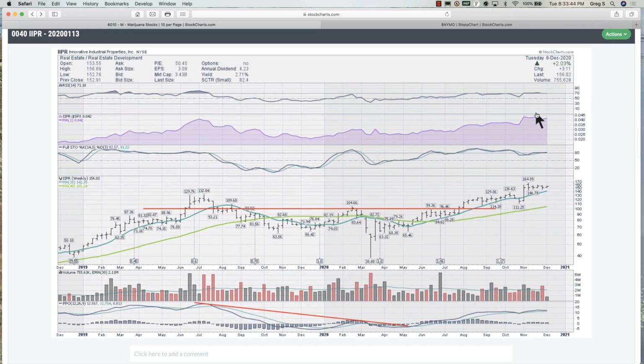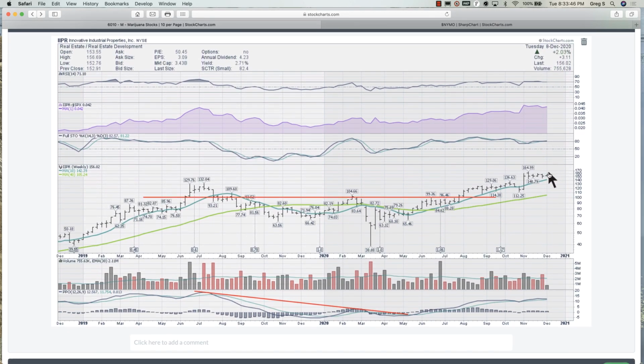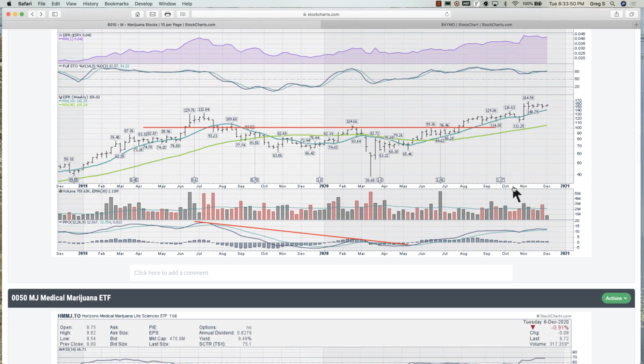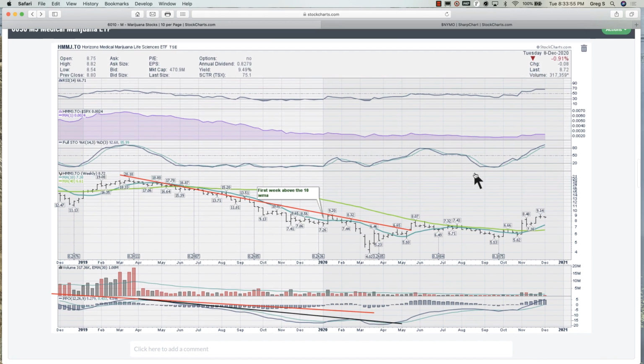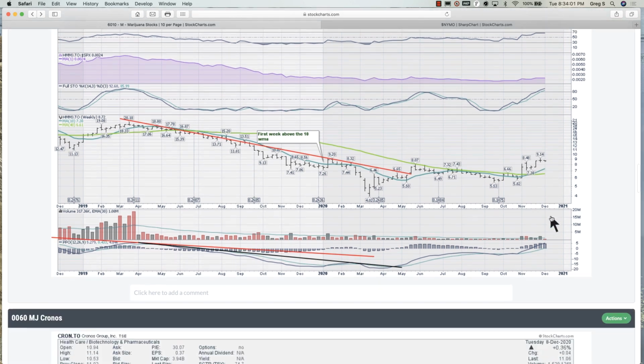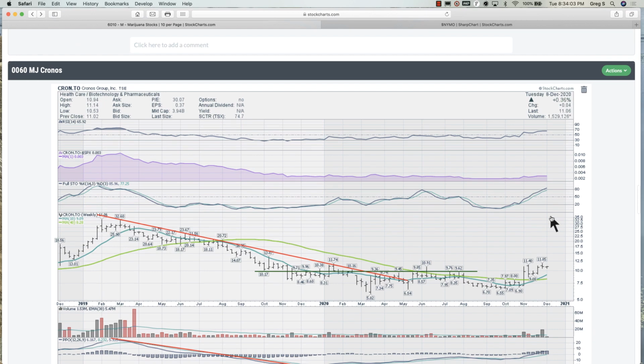So now I think what we want to focus on is watching which stocks are starting to break out differently. And here's Innovative Industrial Properties. They've been focused on warehouse space for the marijuana sector. Medical Marijuana ETF, this is HMMJ. And what we see on this one is it basically got a surge on the election and hasn't done much since. So we just want to kind of keep considering that.